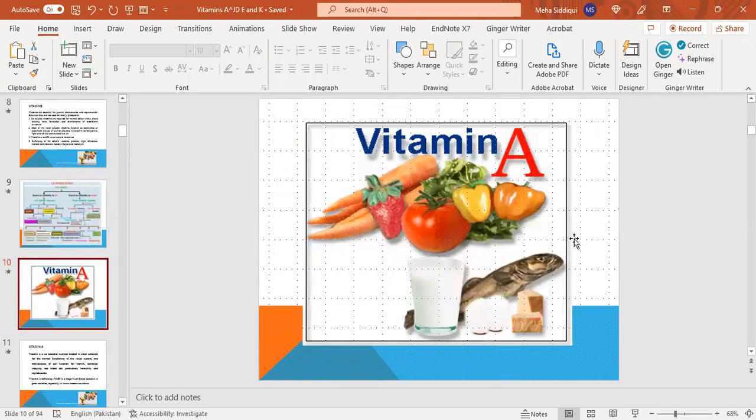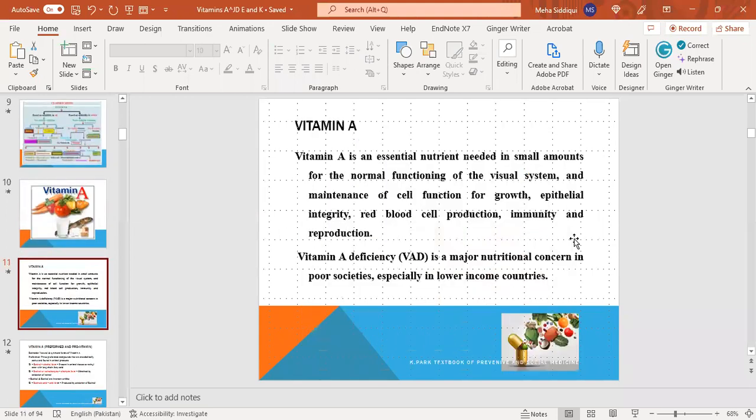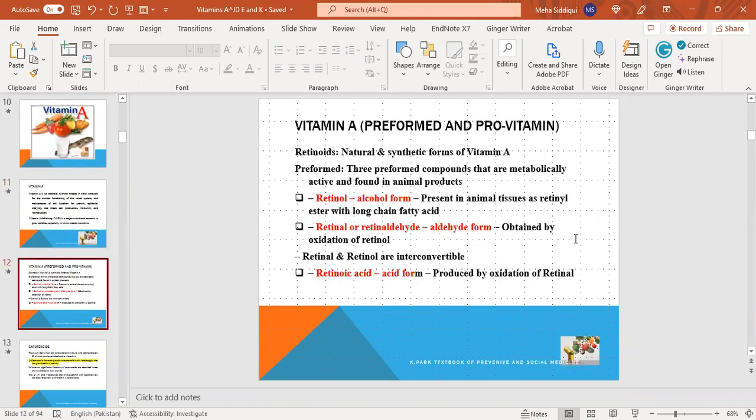First, fat soluble vitamin is vitamin A. Vitamin A is an essential nutrient needed in small amounts for the normal functioning of visual system, maintenance of cell function for growth, epithelial integrity, red blood cell production, immunity, and reproduction. Vitamin A deficiency is a major nutritional concern in poor societies, especially in lower income countries. Vitamin A, preformed and provitamins.